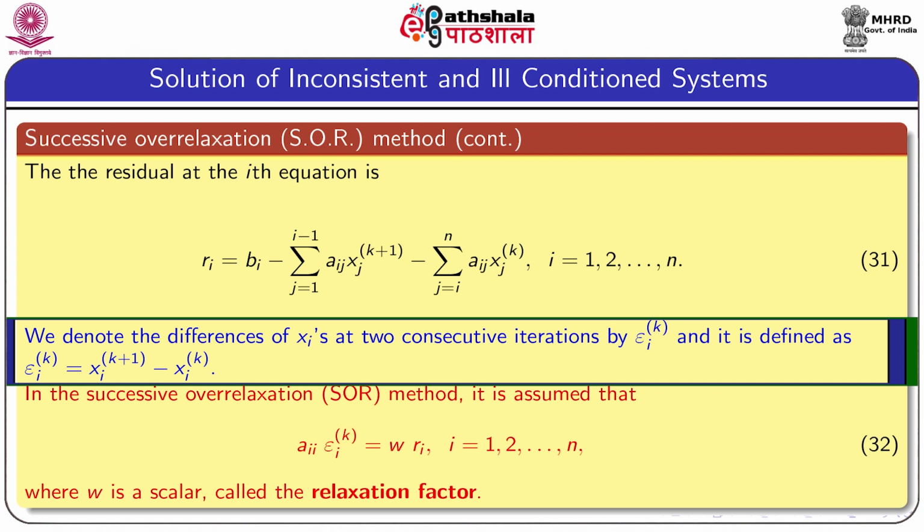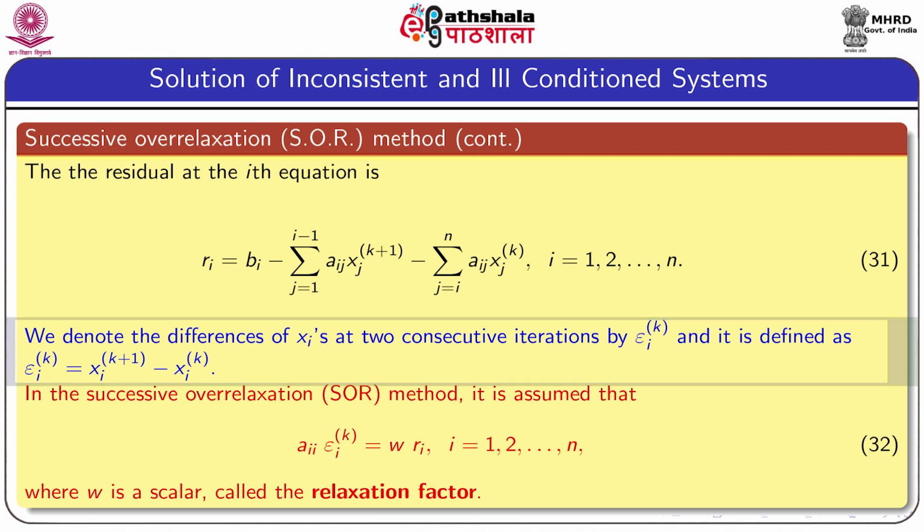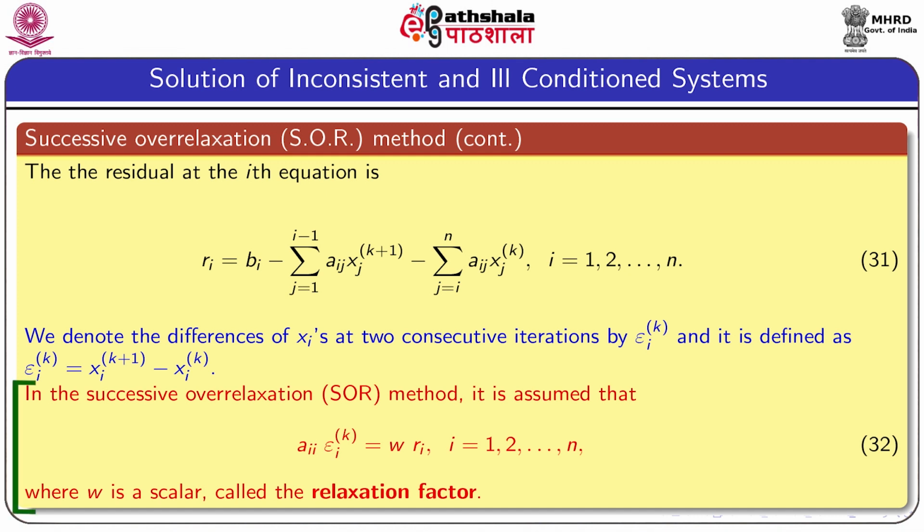Now we denote the differences of xi at two consecutive iterations by epsilon i^k, and it is defined as epsilon i^k equal to xi^(k+1) minus xi^k. That means the difference between the values of xi at two consecutive iterations k plus 1 and k.